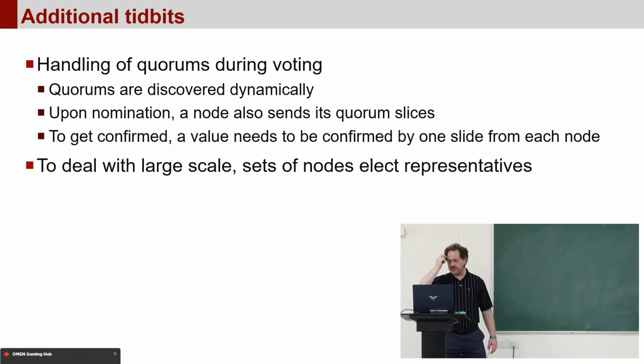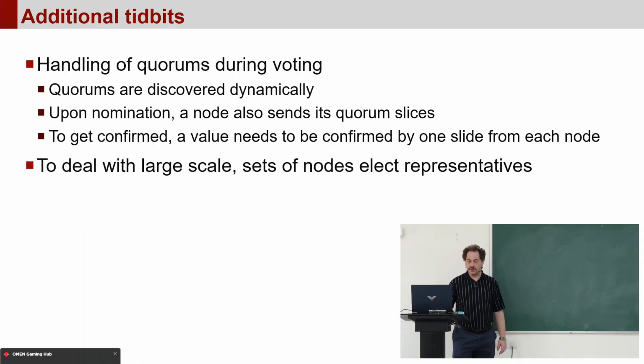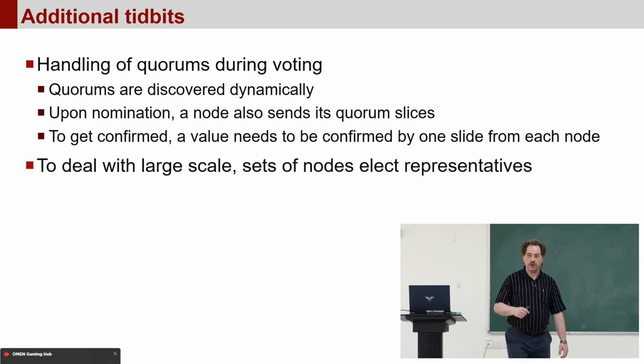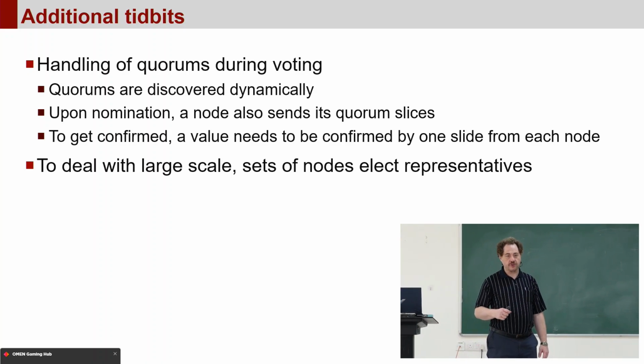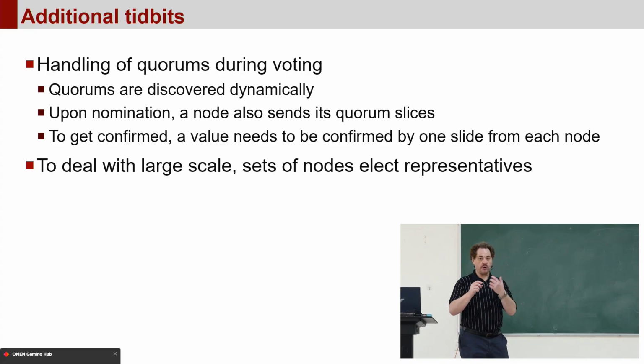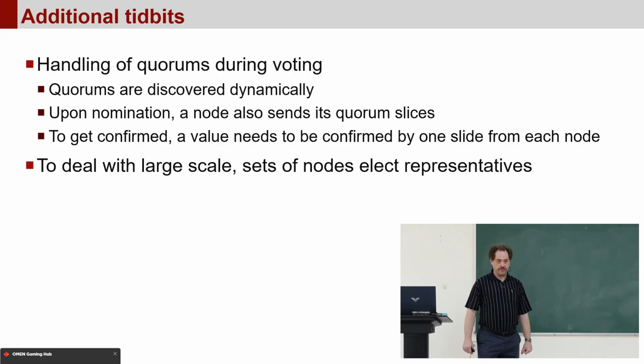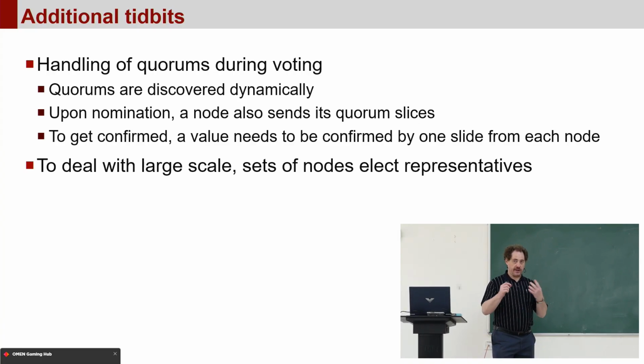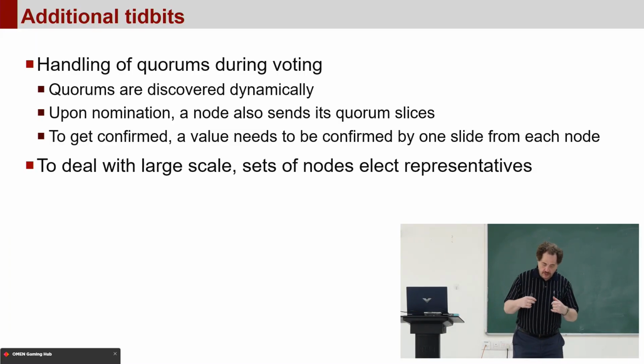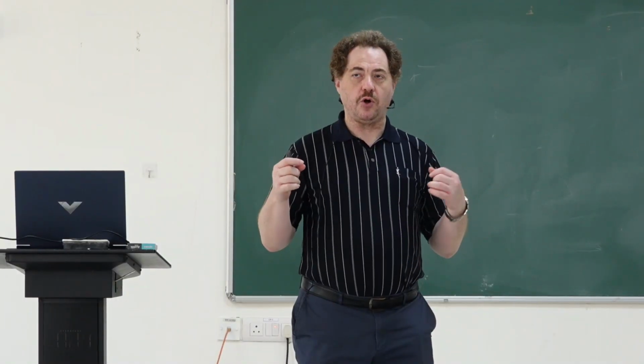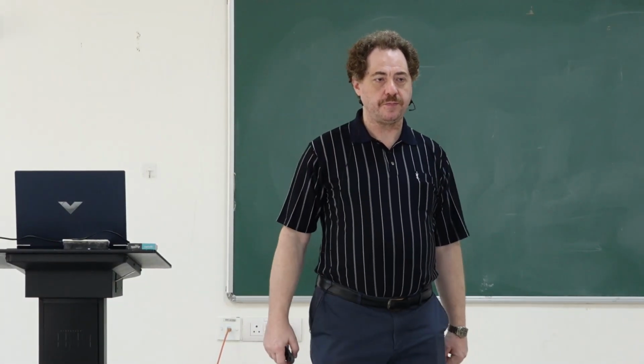The Stellar system has additional optimizations. For example, if deployed at a large scale, then sets of nodes would elect a representative. So again, it's very similar to committee selection in Algorand. And then only the committee would send slices. So the committee selection is similar to Algorand, but in Algorand, the committee proposes a block. In Stellar, the nodes in the committee would send slices.